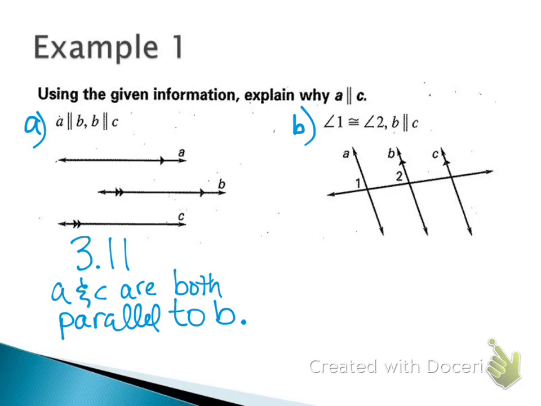Example B, we have to do a little bit more explaining because right now we don't know anything about line A being parallel to anything else. If we just look at line A, which line could we prove it to be parallel to right off the bat? Line B. They told us that angles 1 and 2 are congruent. If 1 and 2 are congruent, then lines A and B have to be parallel to each other. But why?